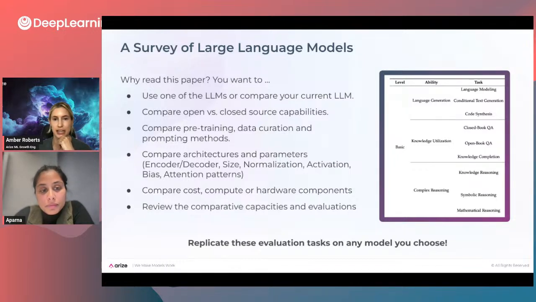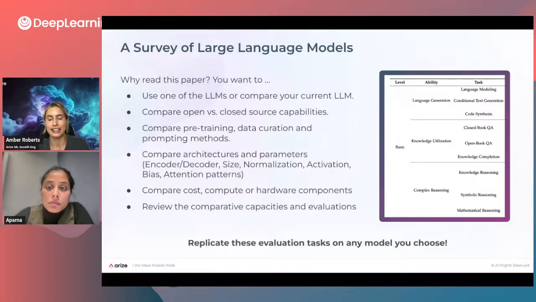As takeaways, you would read this paper a lot of times because if you're using or thinking about using one of these LLMs, being able to look at a lot of different comparisons is great. If you're a team debating open versus closed source capabilities, or debating how you should train up your own language model, or how some of these models are pre-trained, they give you the most information they can. Obviously they're not going to know everything about the pre-training, because that information is not out there for the closed source models, but you can compare pre-training, data curation, and prompting methods.